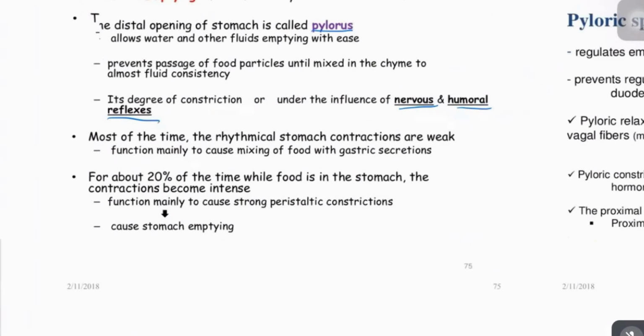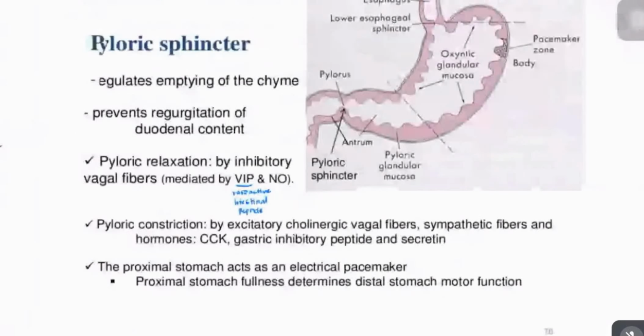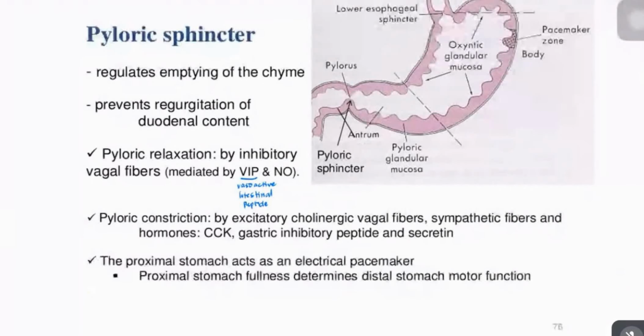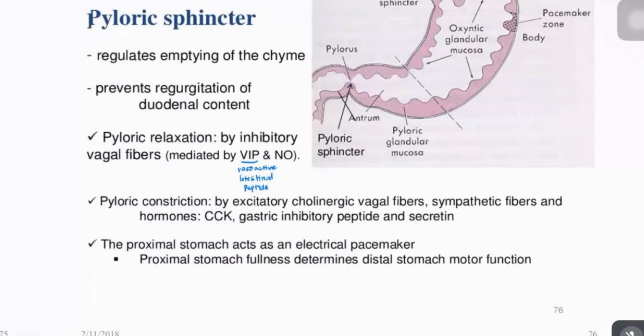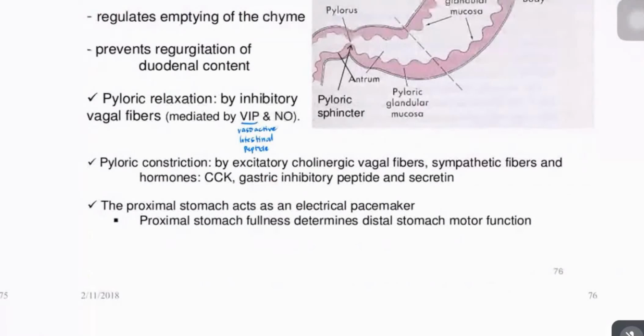The pyloric sphincter regulates the emptying of chyme and prevents regurgitation of duodenal content. Pyloric relaxation is by inhibitory vagal fibers mediated by vasoactive intestinal peptide and nitric oxide. Pyloric constriction is by excitatory cholinergic vagal fibers, sympathetic fibers, and hormones like cholecystokinin, gastric inhibitory peptide, and secretin.